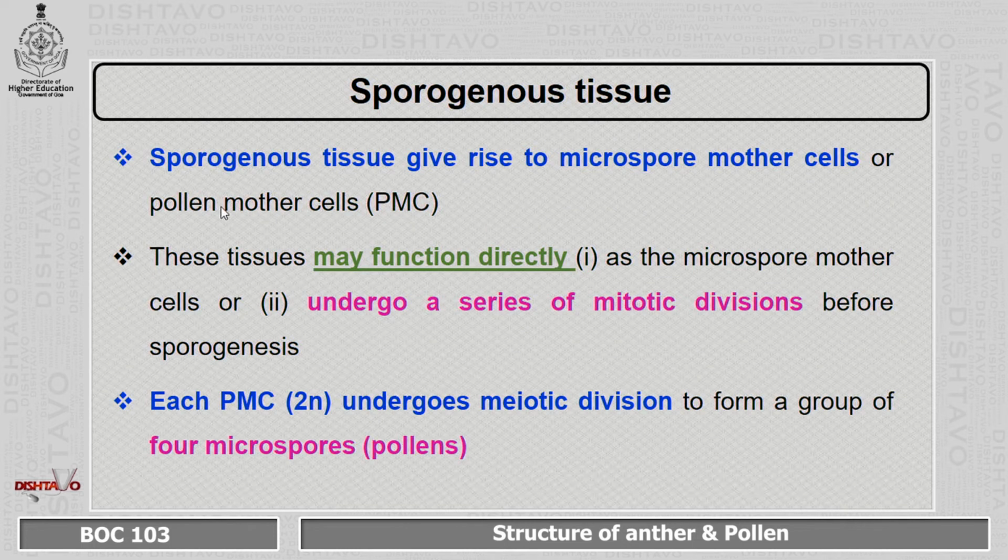Sporogenous tissue. Sporogenous tissue gives rise to the microspore mother cell, or also we call it a pollen mother cell. This tissue may function directly as a microspore mother cell, or they will go under a series of mitotic divisions before the sporogenesis takes place. Now, each pollen mother cell has a ploidy level of 2n, and it will go through a reductional division called meiotic division to form a group of 4 microspores, which is also called a tetrad, and individual ones will be called pollens.